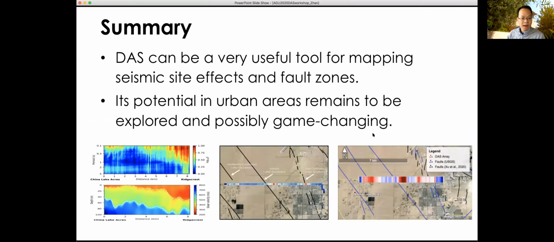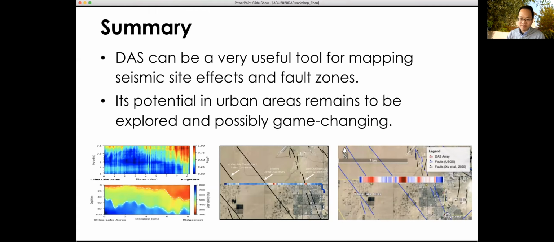So I just want to wrap up that I think DAS can be a very useful tool for mapping seismic effects and fault zones. This is a kind of urban area, but it's fairly remote. So it's a small town, Ridgecrest, and Channel Lake Acres, and its potential in real urban areas remains to be explored, but I think it's potentially game changing. Yeah, that's all I have.